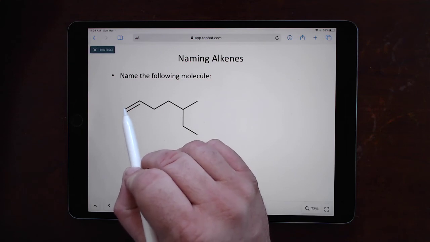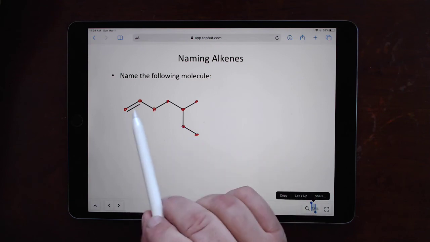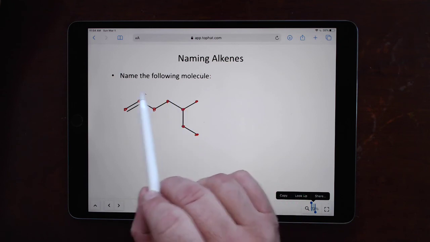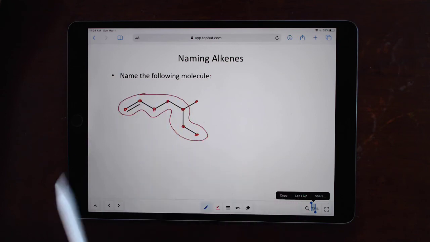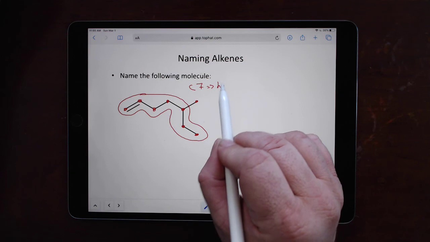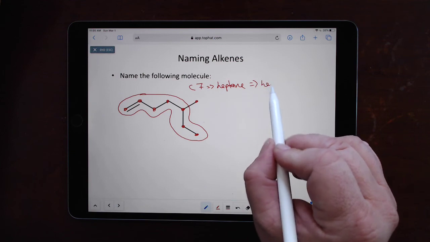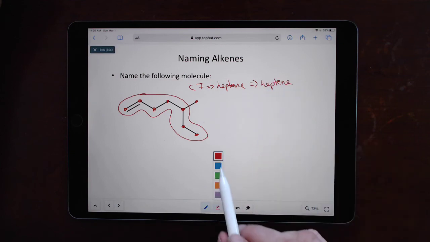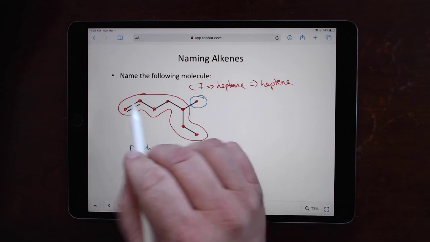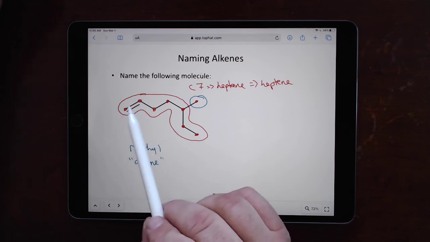So here, right? Okay, so we got 1, 2, 3, 4, 5, 6. 1, 2, 3, 4, 5, 6, 7. Okay, so this is going to be our main chain. So C7, which would normally be heptane, but because we have a double bond in there, it's going to be heptene. So that one there, we have the methyl, and then we also have the alkene. We have to say where it starts.